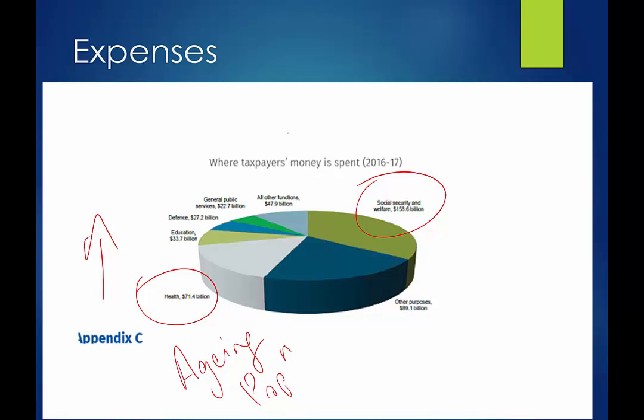And the other key expense items, obviously education and defence. So they're the key ones to pick up on, and other purposes, obviously cigars and cab charges.